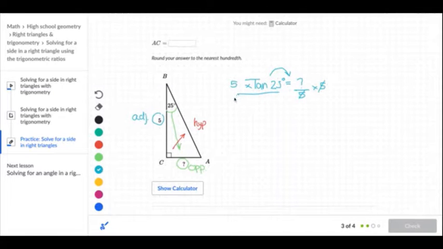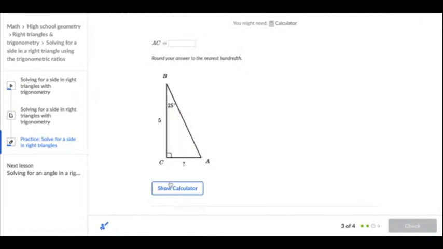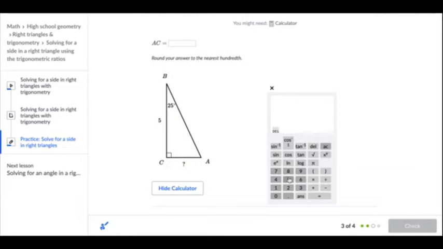So we have to put this in the calculator. So 5 times tan 25. And they want us to round it to the nearest hundredth. So this would equal 2.33. Good job.